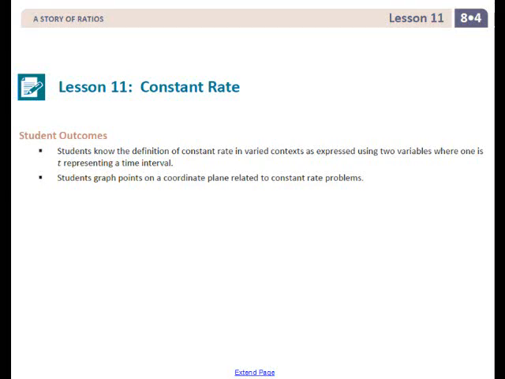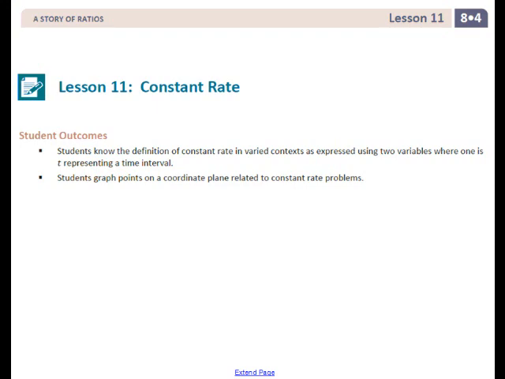This is Mrs. Zappia with Lesson 11, Constant Rate. Student outcomes for this lesson. Students know the definition of constant rate in varied contexts as expressed using two variables where one is t, representing a time interval. Students graph points on a coordinate plane related to constant rate problems.